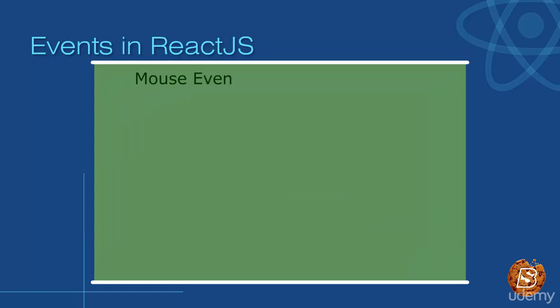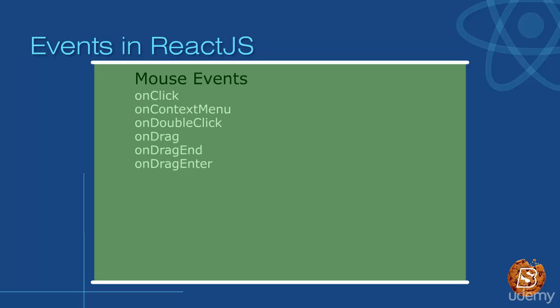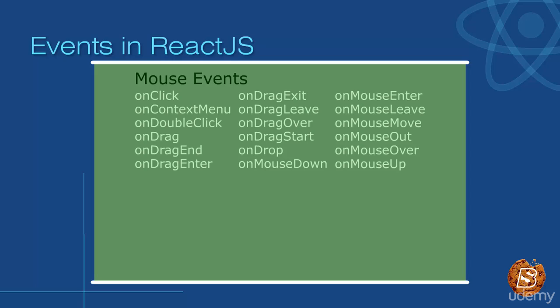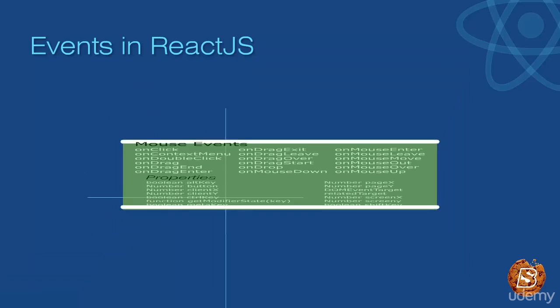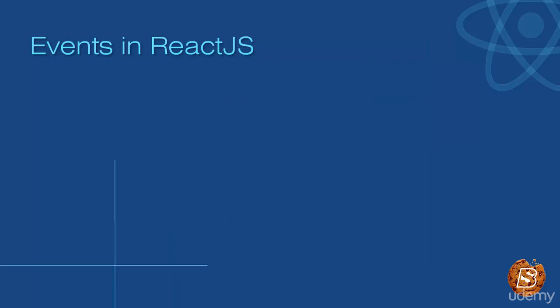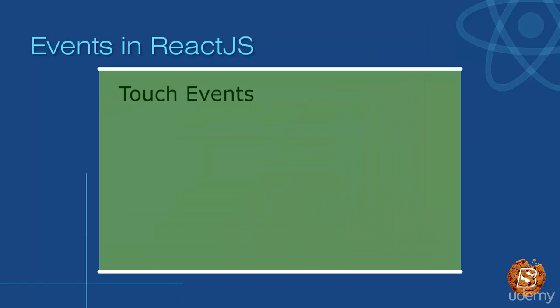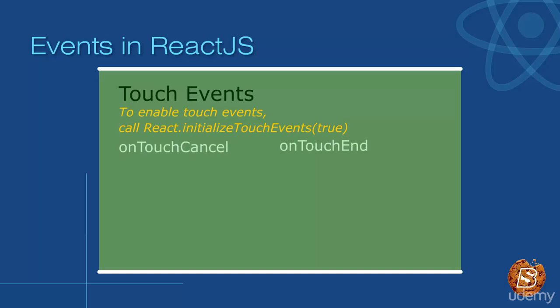Then we have mouse events like onClick, onContextMenu, onDoubleClick, onDragEnd, and so on and so forth. Then we have some additional events like touch events, and in order to make use of touch events, we have to set React.initializeTouchEvents to true, and these are the events: onTouchCancel, onTouchEnd, onTouchMove, onTouchStart.